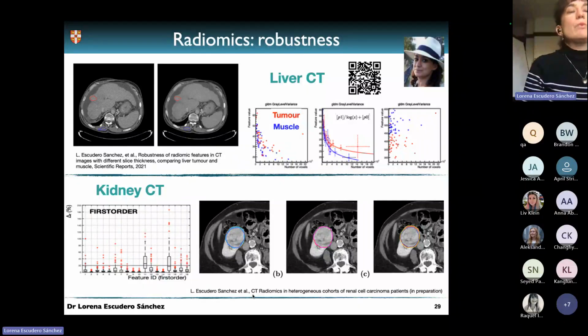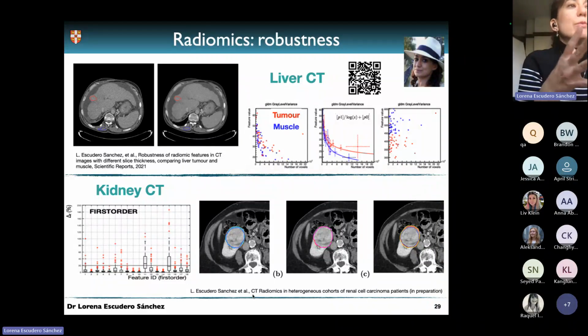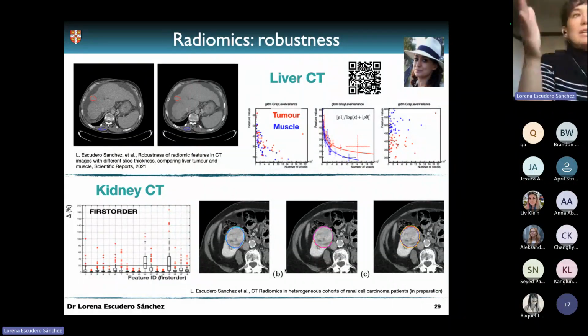These are two examples I work on in liver and kidney CT, trying to understand what fraction of those radiomic features can actually tell us things about the different tissue type or tumor type, or how much of what we are measuring is just differences in the acquisition, the reconstruction, even the variability between two readers or two radiologists. In the case of the kidney, it was the same radiologist, but after a 6 month period.